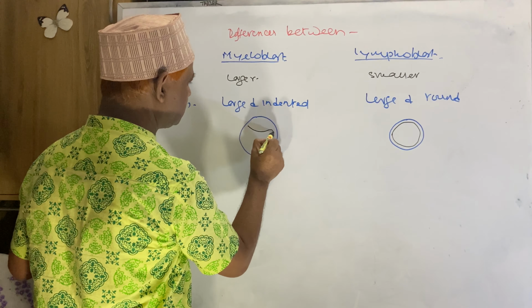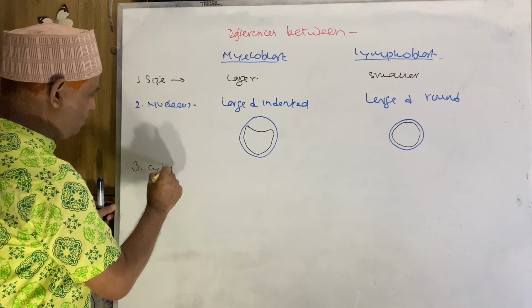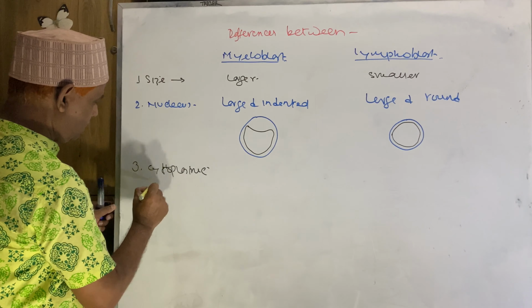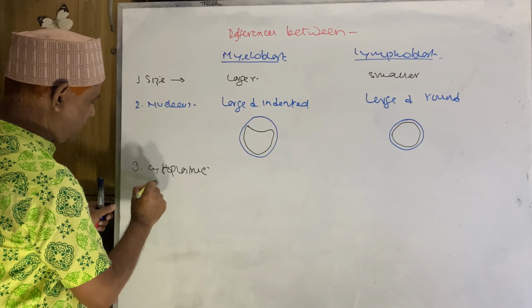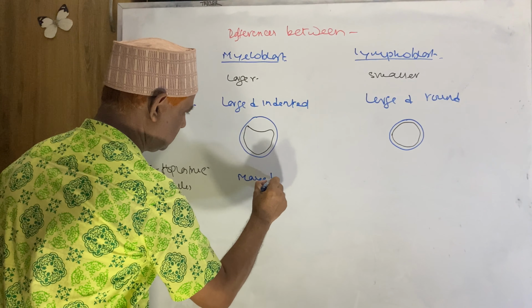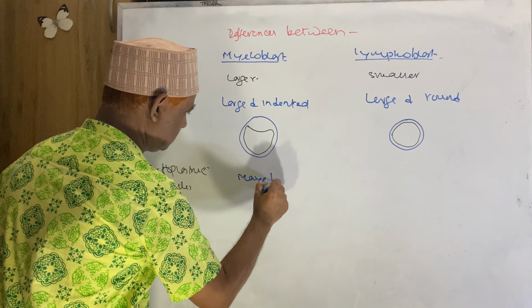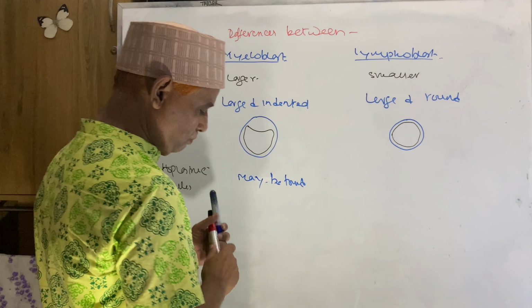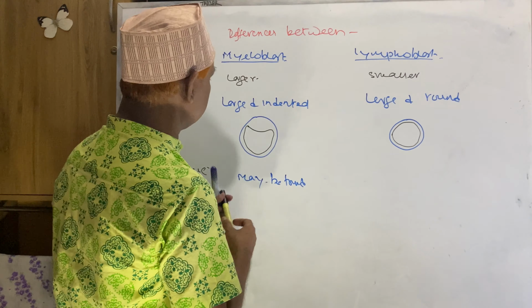Then number 3, cytoplasmic granules may be found in myeloblast. So in case of myeloblast, we can get cytoplasmic granules, but they are always absent in lymphoblast.